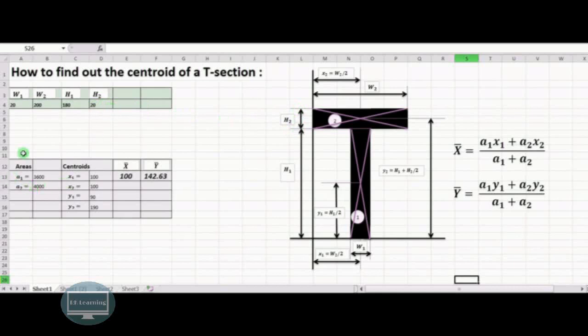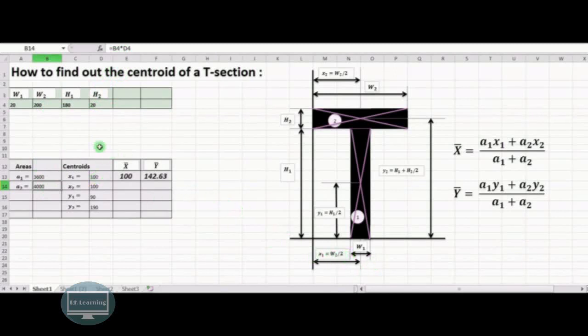If you calculate the areas, the first will be equal to W1 into H1. You can see it is written as A4 into C4, so W1 is A4 and H1 is C4. This value is A4 into C4, which gives 3600. Similarly, the area of the second rectangle is W2 into H2, where W2 is B4 and H2 is D4. So this value will be equal to B4 into D4.